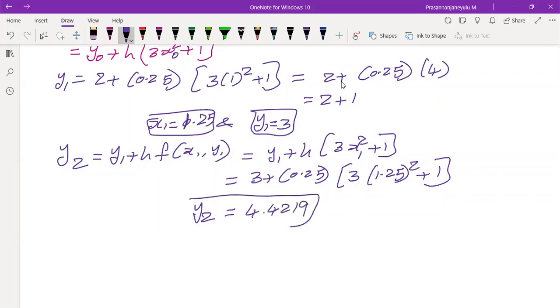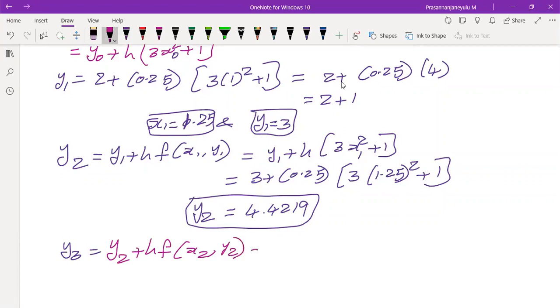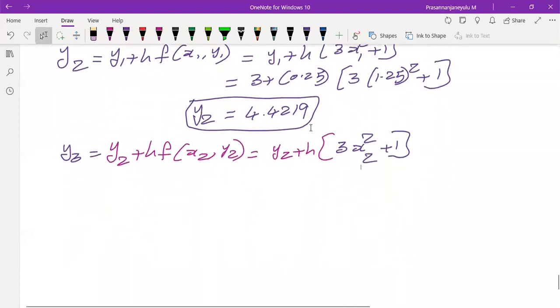Now, in the same manner, we need to find y3. What is the formula for y3? Using Euler's method, y3 equals y2 plus h into f of x2 comma y2. Here f of x comma y is 3x square plus 1. But in place of x, what do we have to substitute? x2. So 3x2 square plus 1.